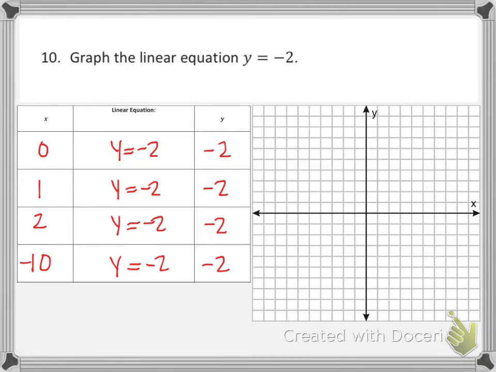And actually we get the line that I showed you earlier, and let's just plot them. 0 right or left, down 2, that's there. 1 to the right and 2 down, that one's there. And 2 to the right and 2 down, that one's there. And then 10 left and 2 down, that one's going to be all the way out here. And we get that line that is always at y equals -2.